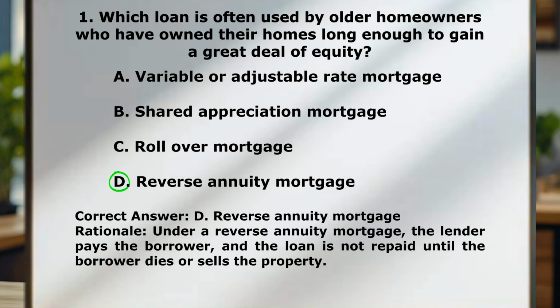Reverse annuity mortgage. So a reverse annuity mortgage is when the lender actually pays the borrower. The loan is not repaid until the borrower dies or sells the home. A more common name for this loan product is just called a reverse mortgage. I'm sure many of you have already heard of these. To make sure you get this question right, it's really important that you know what each type of those loans is.